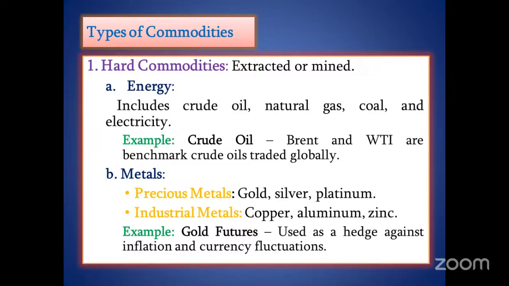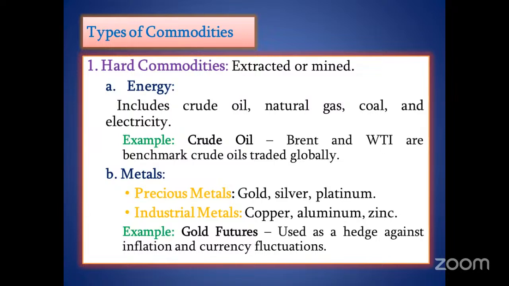In India, for example, we import petroleum products from Saudi Arabia, Iran, or other countries because we don't have enough crude oil. That's the reason Brent and WTI are the benchmark crude oils traded globally. So all these are extracted commodities.